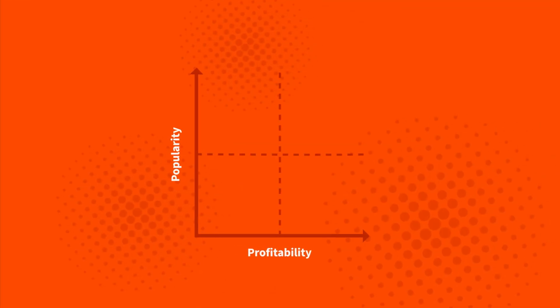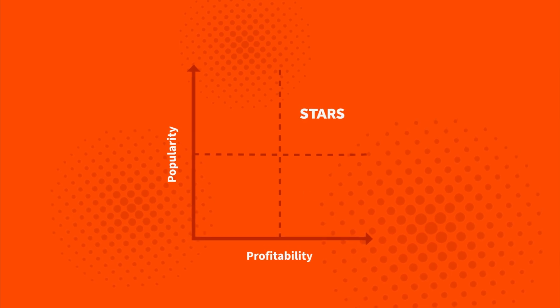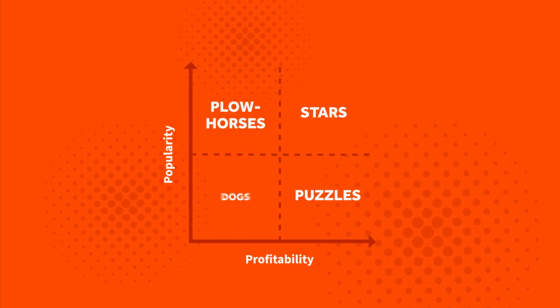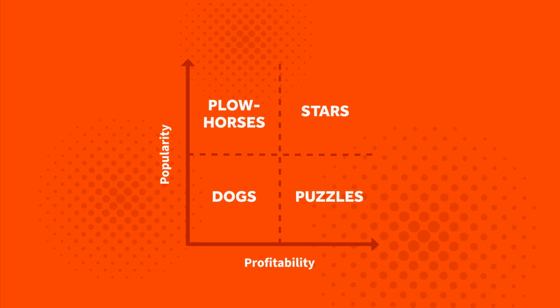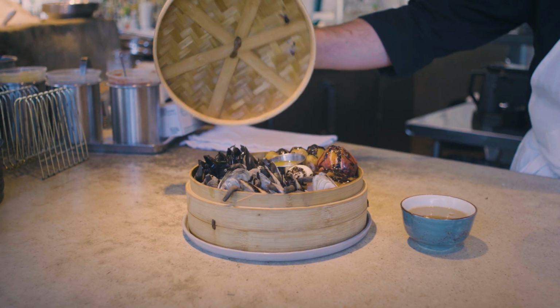But then we'll get to the fun part. We'll break down your menu matrix: stars, puzzles, plowhorses, and dogs. Trust me, these names will all make sense soon. With some real-life examples and even chat with restaurant staff to hear what they have to say. So buckle up and get ready for a ride. We'll start with Menu Engineering 101.